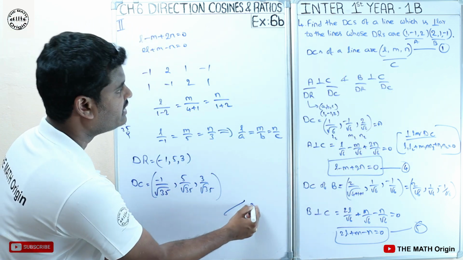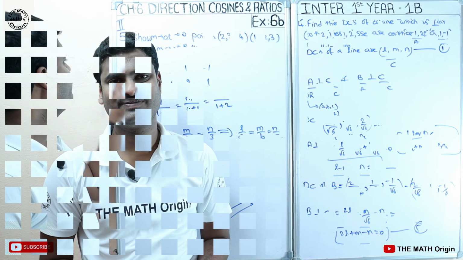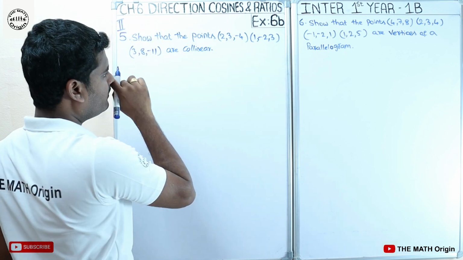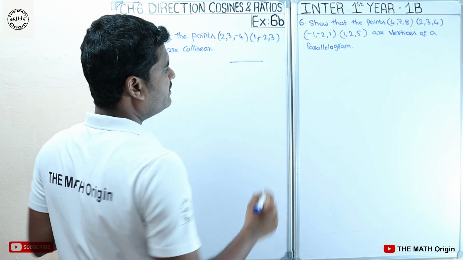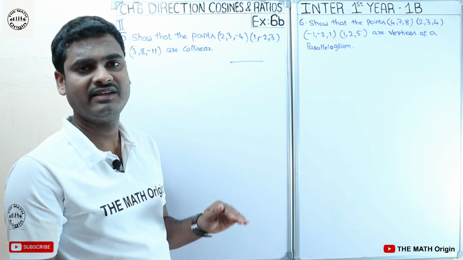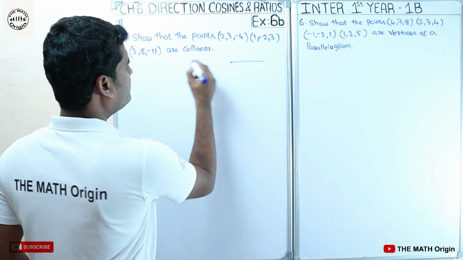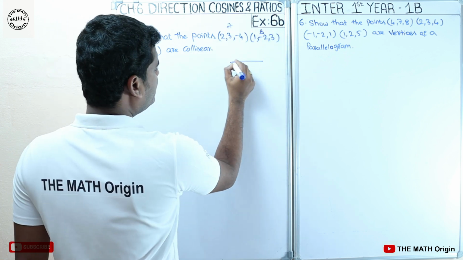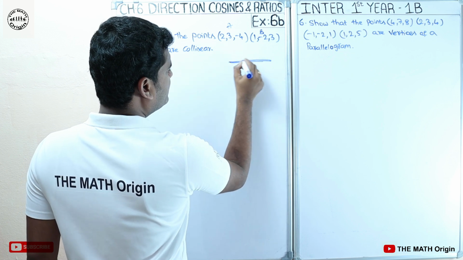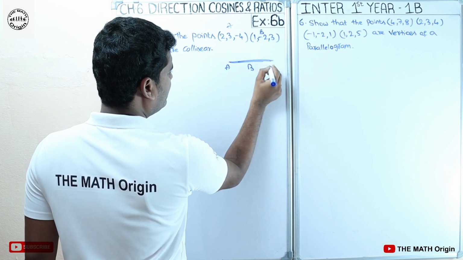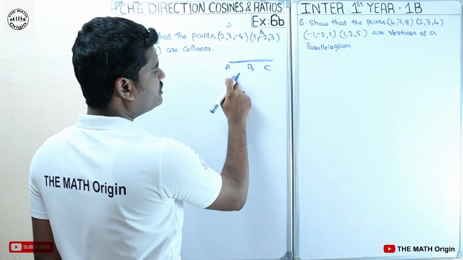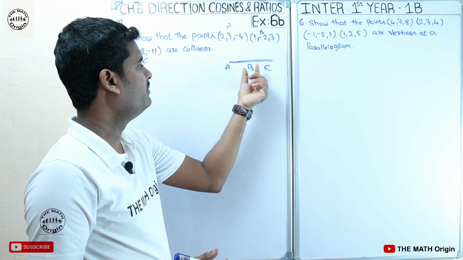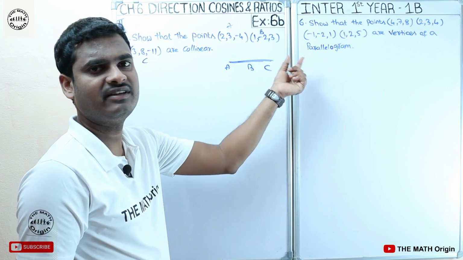Okay, therefore here ends our fourth question. Fifth question from the second section: show that the points A, B, C are collinear. Collinear means points lying on the same line. For example, let's treat this as A, this as B, this as C. These points will be lying on the same line. Either AC equals AB plus BC, or if B is in the middle, AC equals AB plus BC; if C is in the middle, AB equals AC plus CB.